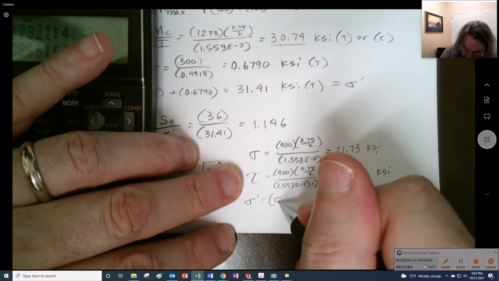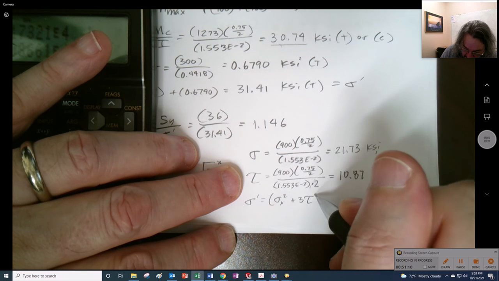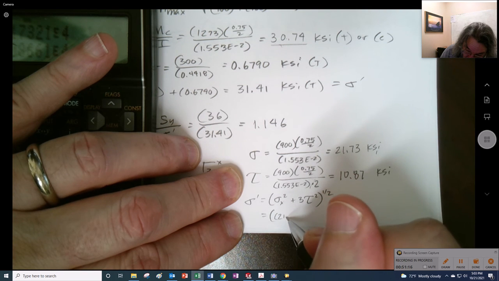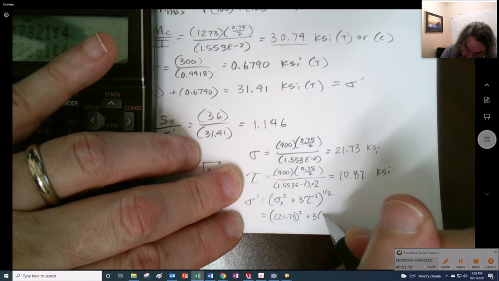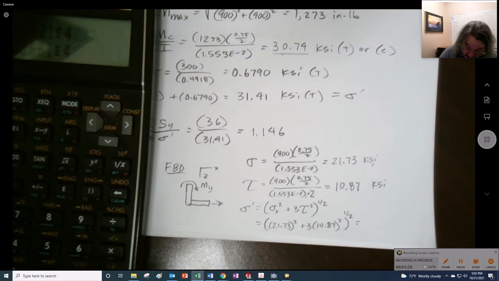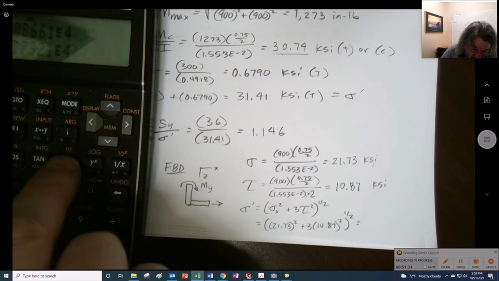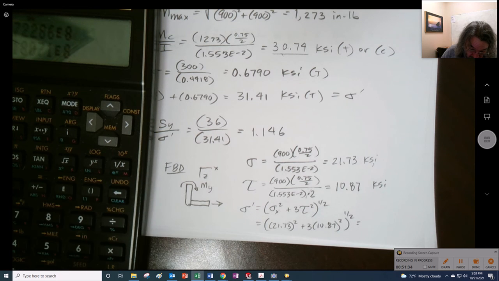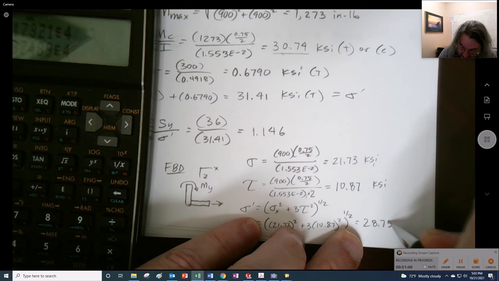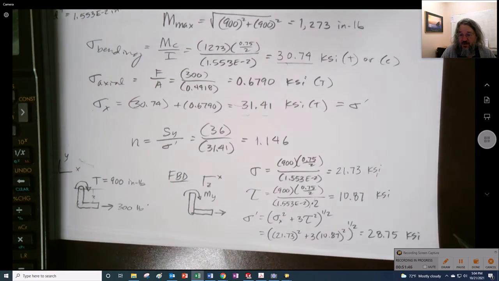That's just going to be, remember, the normal stress squared, I could call it x, but it's not really x, and tau squared, take 1/2 of that. So 21.73 squared plus 3 times 10.87 squared, take 1/2. So we have that one squared, that one squared, 3 times it, square root, and I get 28.75 KSI. So that's less than what I'm predicting is going to be right up there.